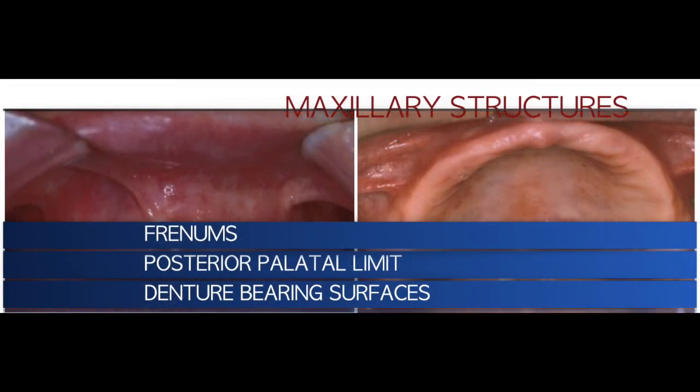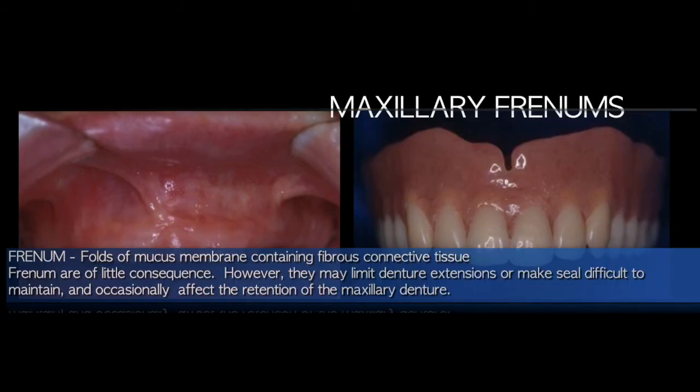For maxillary structure, there are frenums, posterior palatal limit, and denture-bearing surface that need to be discussed. Of course, frenums are folds of mucous membrane containing fibrous connective tissue, and frenums are of little consequence. However, they may limit denture extension or make the seal difficult to maintain and occasionally affect the retention of the maxillary denture. For example, this prominent frenum should be represented on the final denture prosthesis, allowing the frenum to move freely.